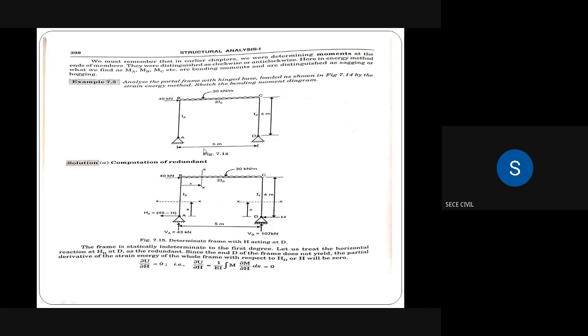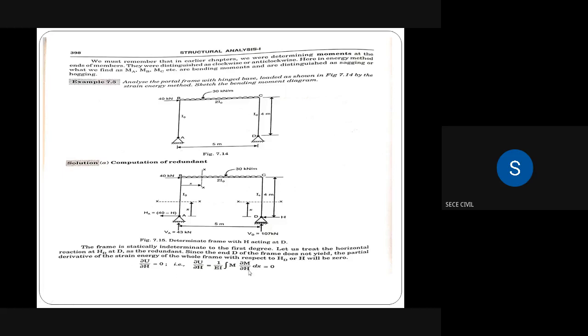Now we have to choose which reaction is the redundant reaction. The frame is statically indeterminate to the first degree. Let us treat the horizontal reaction at D as the redundant. Since the end D of the frame does not yield, the partial derivative of the energy of the whole frame with respect to H_D, or H, will be 0. That means dou U by dou H is equal to 0.